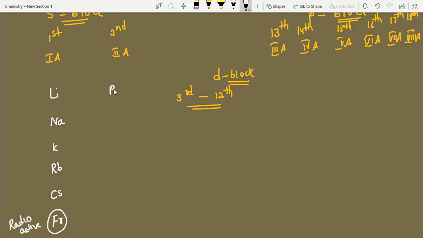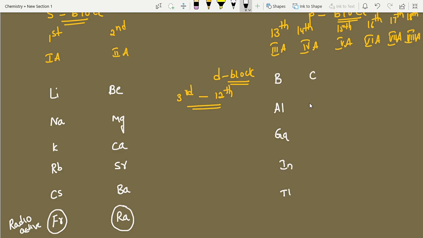So this is beryllium, magnesium, calcium, strontium, barium, radium. Radium is again a radioactive element. Next, let me start here: boron, aluminium, gallium, indium, and thallium. This is an incomplete period, the seventh period. This is first, second, third, fourth, fifth, sixth. So the seventh period is down, one more is there. Up to here you can learn enough.